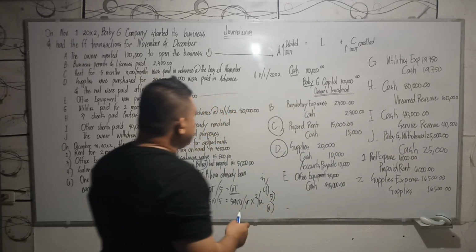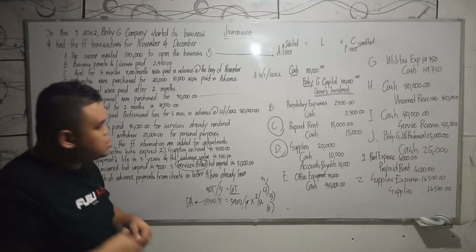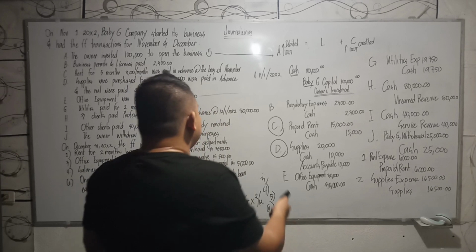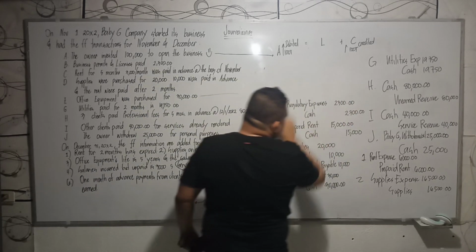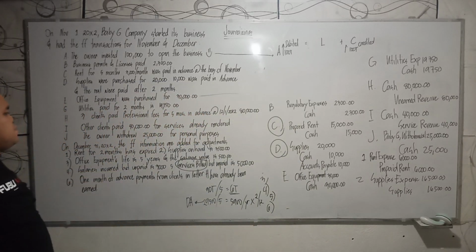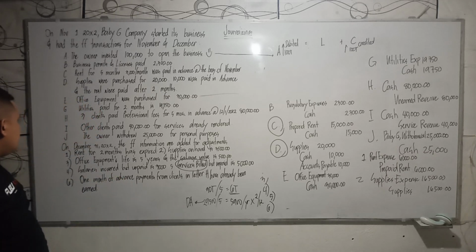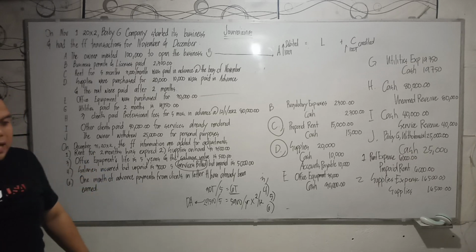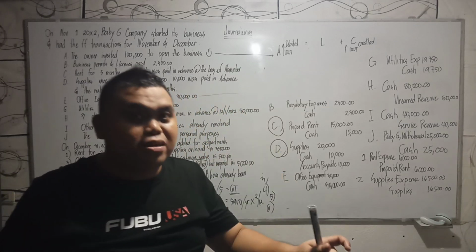How about number 3? So pardon me if I cannot erase everything. So I'll erase the letter A first here, so that I could put on the entries for number 3. So number 3, office equipment's life is 5 years and the salvage value is 500. So this is our computation for the depreciation expense because 2 months have already passed, so your office equipment is not already fully new. So meaning some of its life has expired.